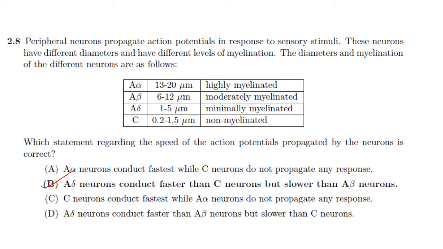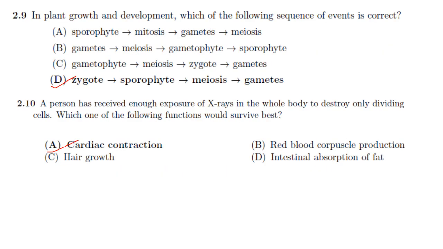C neurons conduct fastest? No, C neurons don't conduct fastest. Then A delta neurons conduct faster than A beta neurons? No, A delta doesn't conduct faster than A beta neurons. So option B is correct.